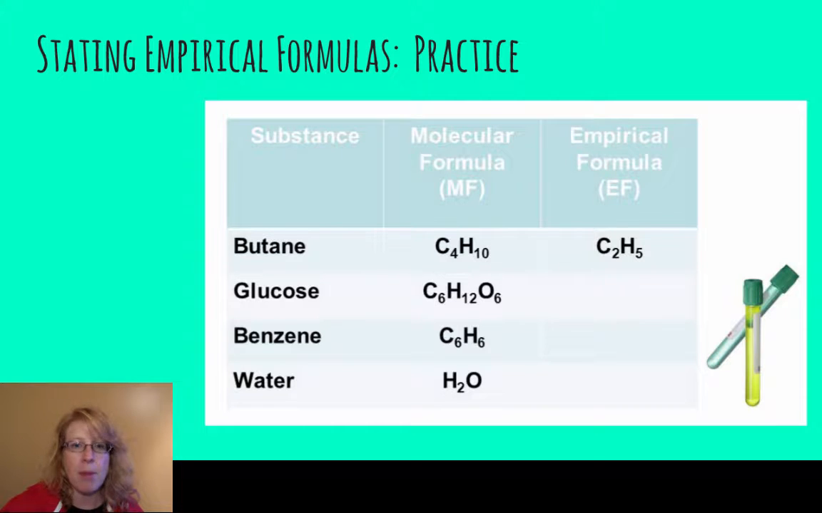So let's take a look at a couple of example problems for you to practice on. On the left are the molecular formulas, the chemical formulas for these things, and on the right, it's your job to figure out what that simplest ratio is. So for example, for butane, which is actually C4H10, 4 carbons and 10 hydrogens bonded together, the simplest ratio is 2 carbons to 5 hydrogens. That's its empirical formula, C2H5.